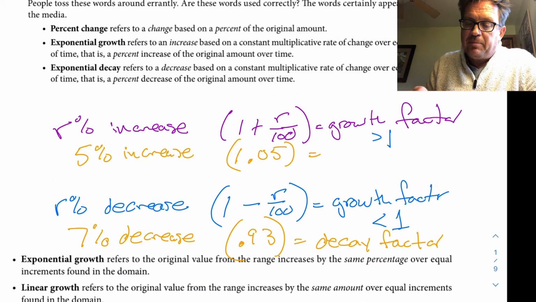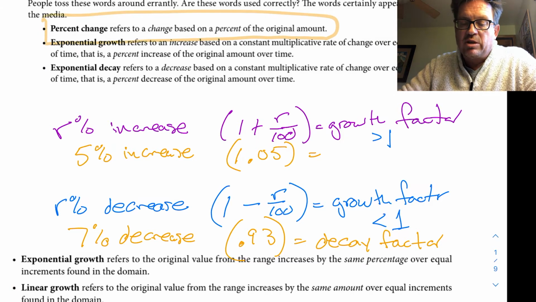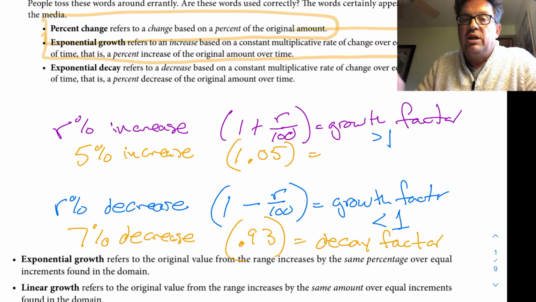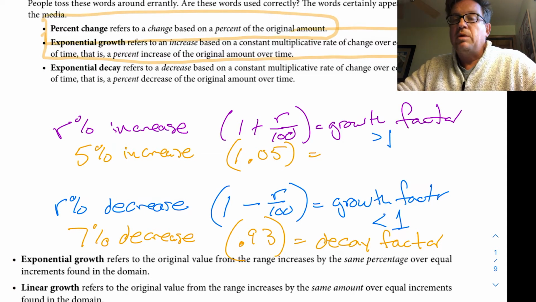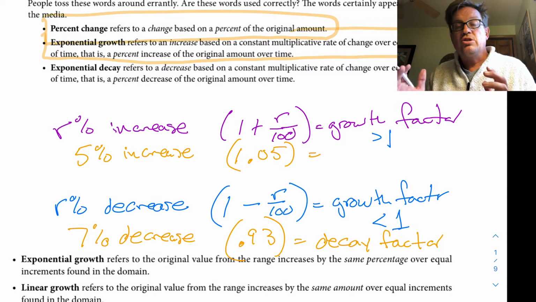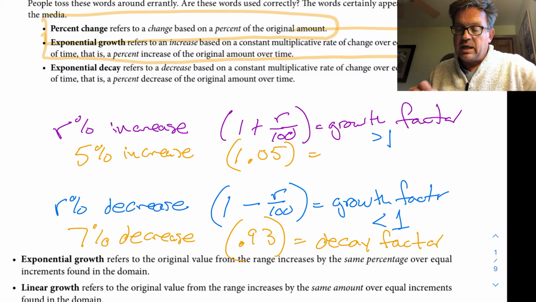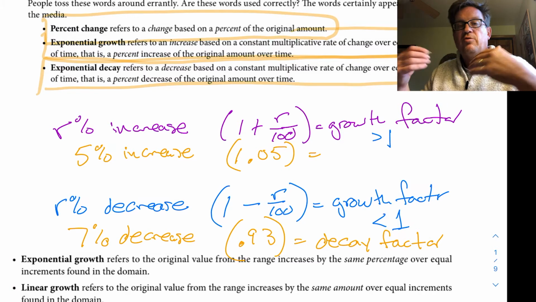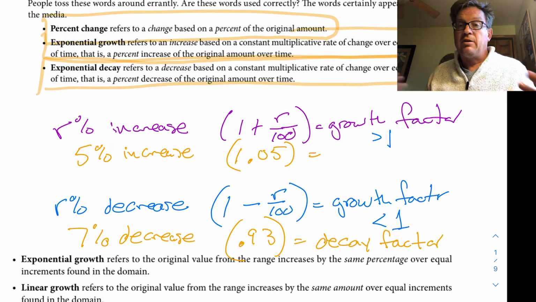So what exactly does it mean? A percent change refers to the change based on a percent of the original amount. And exponential growth is a percent change every period. It might be every year, it might be every month, it might be every 2 years. We'll talk about that, and that will change the growth factor. So we'll talk about that as an example in just a second. You can also have exponential decay, which is if it's decreasing by a certain percentage each year. So maybe the value of a car is depreciating by 7% each year, and it repeats over and over.